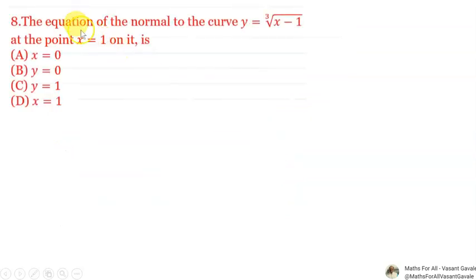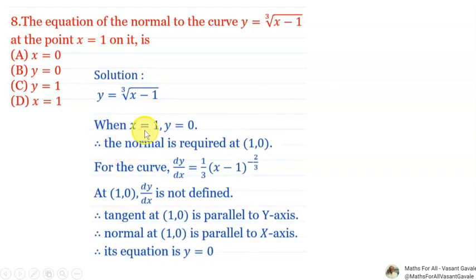Next example. The equation of the normal to the curve y = cube root of (x − 1) at the point x = 1 is to be found out. The point is given to us, x = 1. First of all, when x = 1, then y = 0. The normal is required at (1, 0). The normal will be at this point.